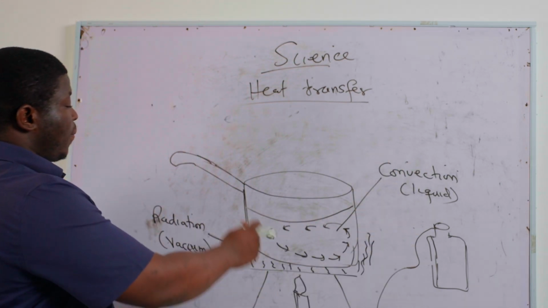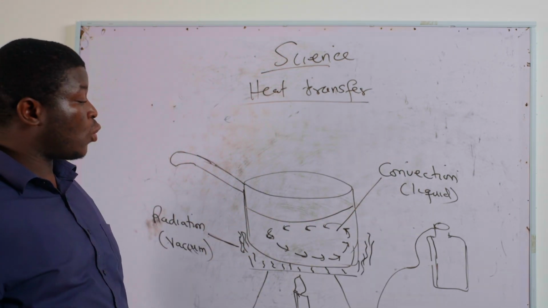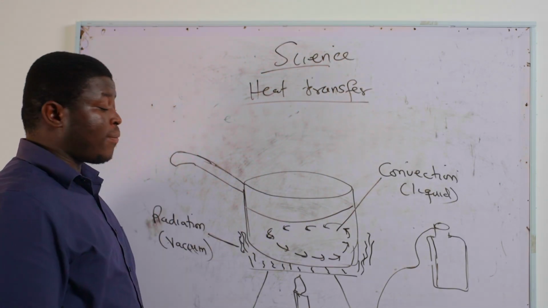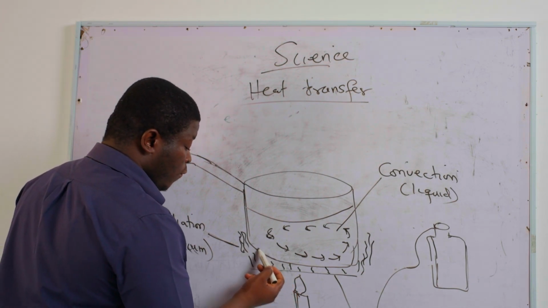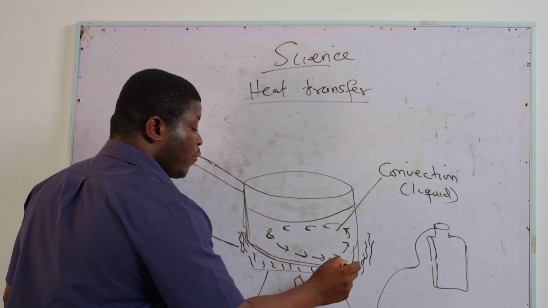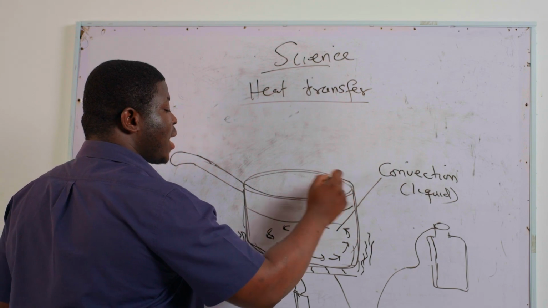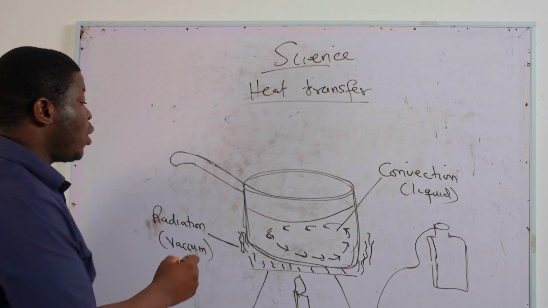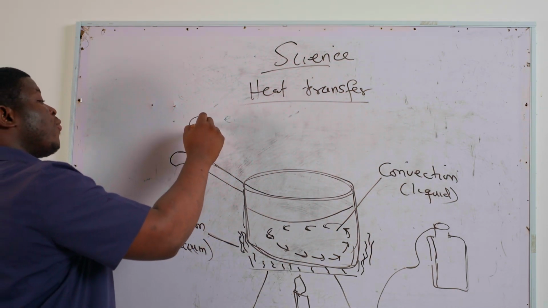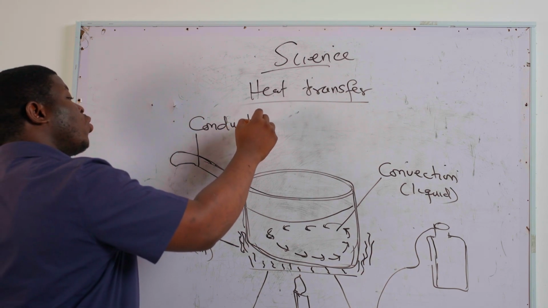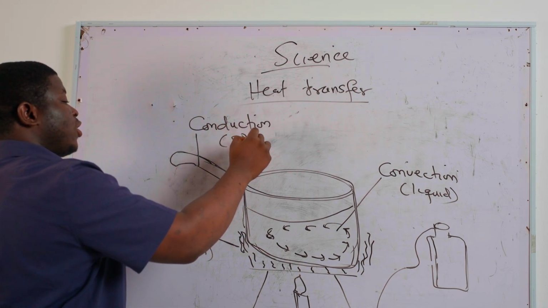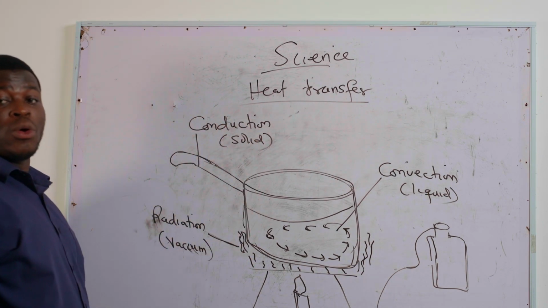Convection. Now, the handle of the cooking pot also, after some time, the heat is going to move to this side and you are going to feel it. Even when you touch any of the sides of the cooking pot that's on fire, you could feel the heat. That form of heat transfer is what we call conduction. So the transfer of heat through solids is what we call conduction.